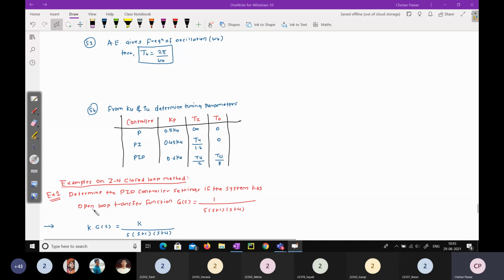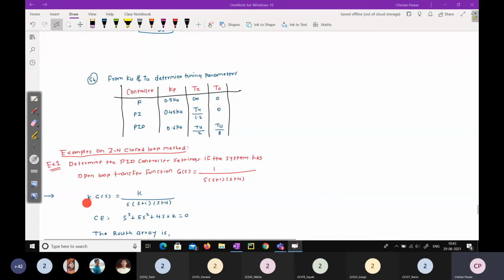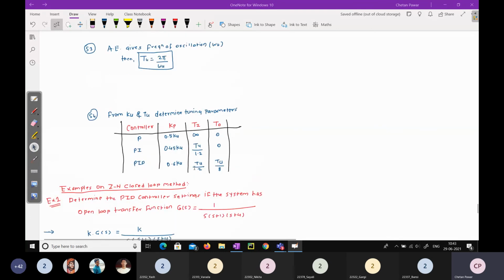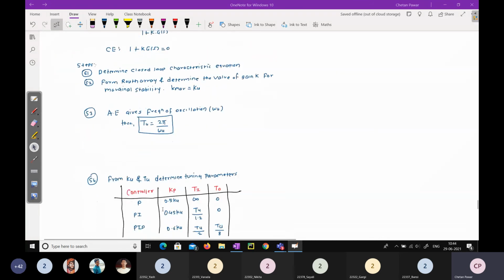So here you can see the example. Determine the PID controller setting if the system has an open loop transfer function like this. So there is one pole at the origin, one at -1, and one at -4. Okay. So the first step is that you will multiply this particular open loop transfer function by gain K, because we need to use a proportional controller in this method. So we have done that.